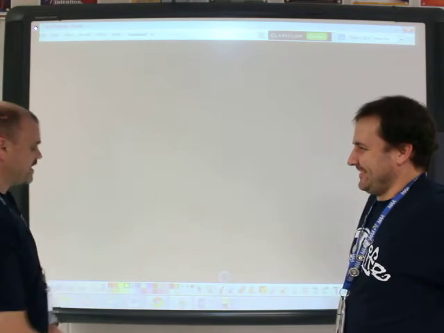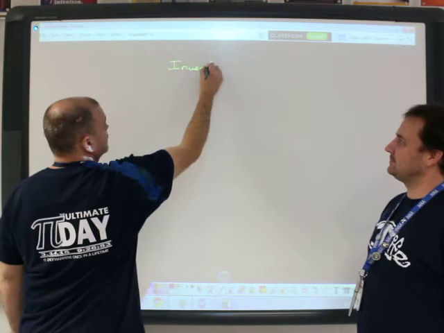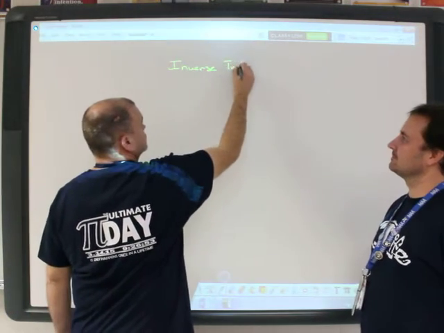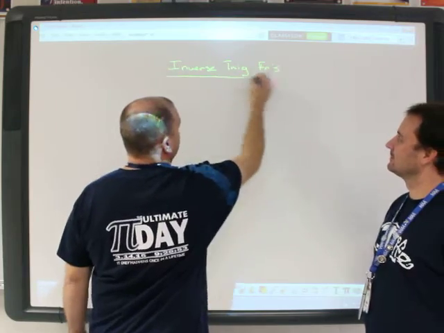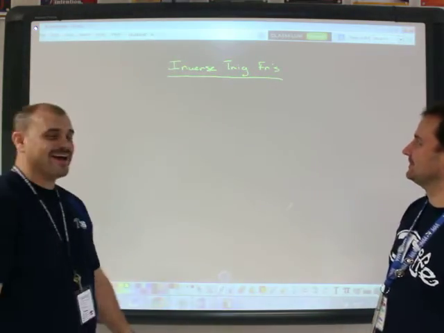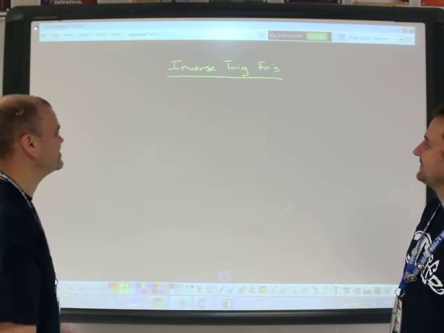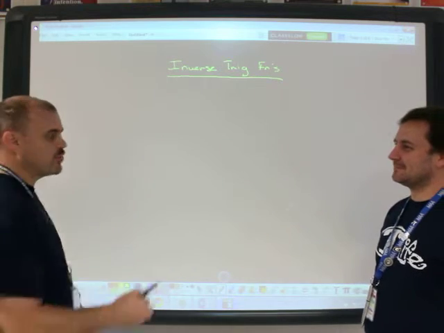So today we're talking about inverses. So you want to take a little notes. Inverse trig functions. That's what we're working on today. ITF, inverse trig functions. All right, so why the inverses? Why is this necessary? Why is it important?